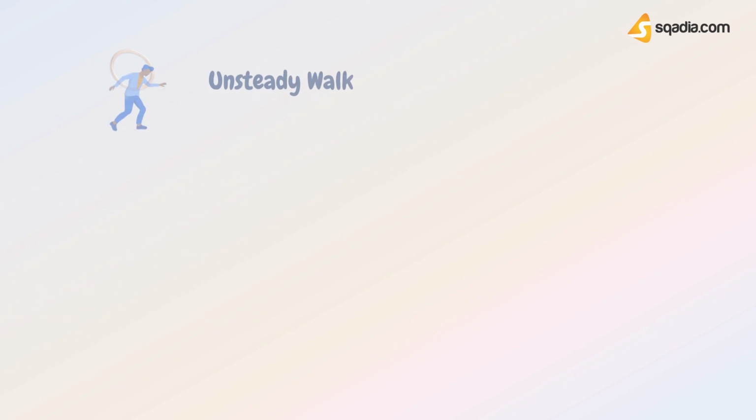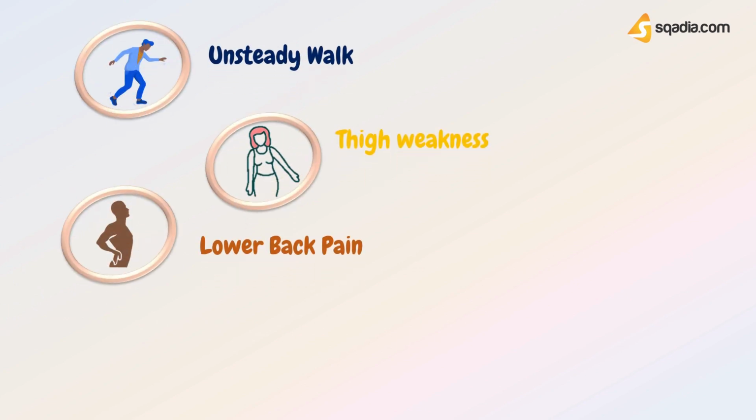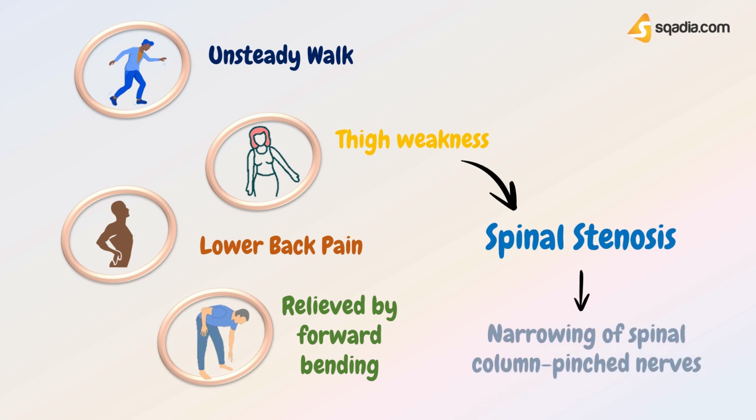What if your patient is having unsteady walk, thigh weakness, lower back pain that radiates into the thighs, often relieved by bending forward? Then these symptoms might be caused by spinal stenosis, which is a narrowing of the spinal column that leads to the pinching of the spinal cord and the nerves.